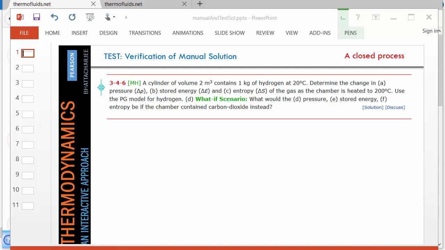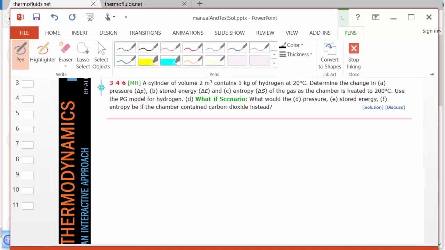Hello, in this video I want to solve a very simple thermodynamic problem, a problem that involves evaluation of properties of a gas manually and then verify the manual calculation using TESTcalc. And I want to show how use of TESTcalc not only gives us confidence but also how it can enhance our understanding of a problem.